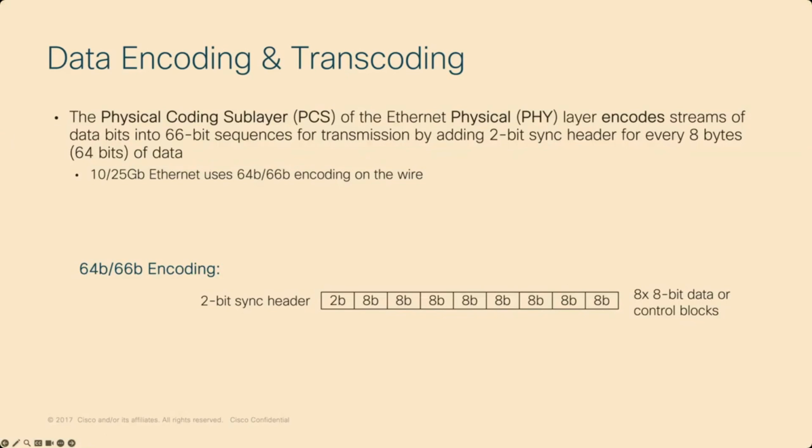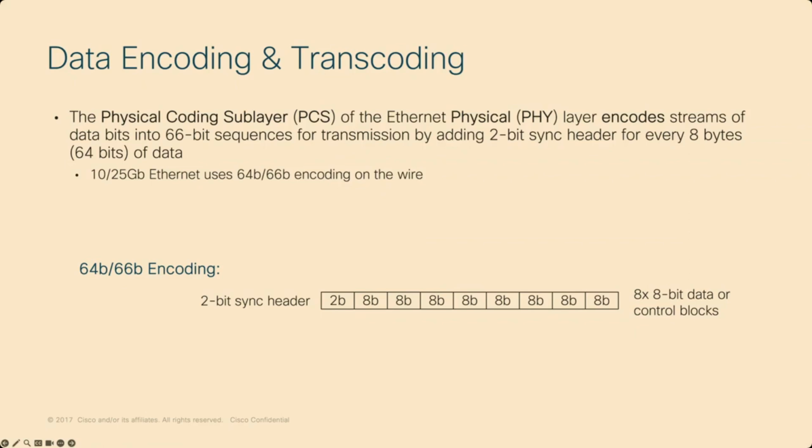So to begin with, when we want to put any kind of signaling on the wire, we have to figure out how to encode it, translating the actual bits of data into the signals being sent on the wire. Typically in the past, all the way up through 25 gig Ethernet, we have used what's called 64-bit, 66-bit encoding. What happens is we would take 8-bit data blocks or control blocks.